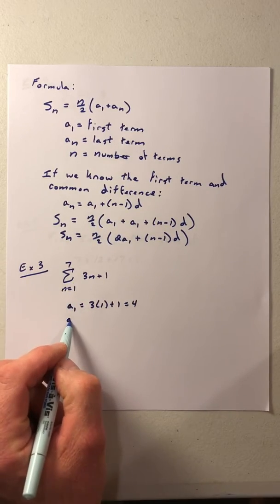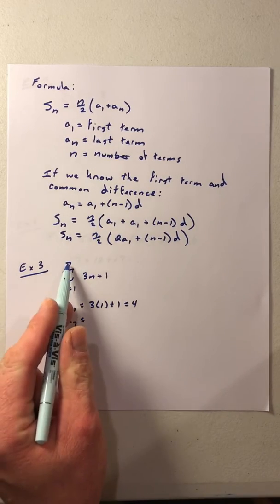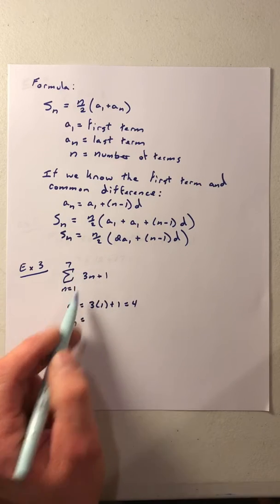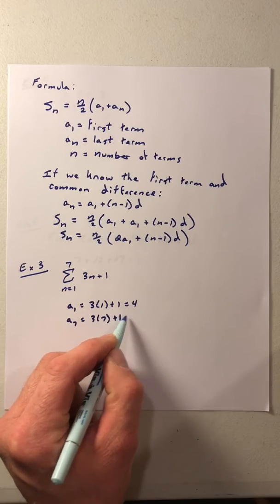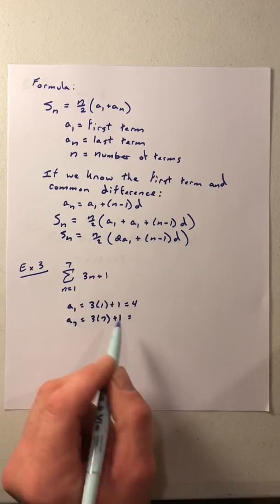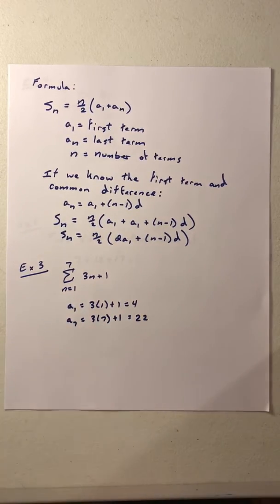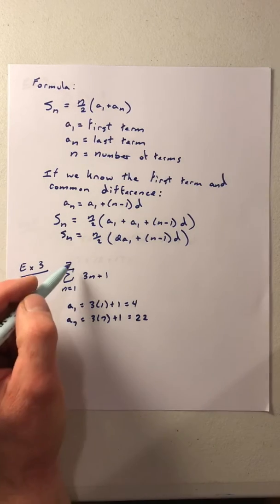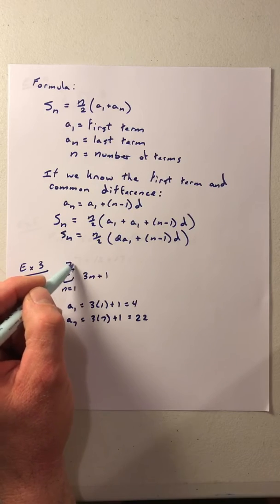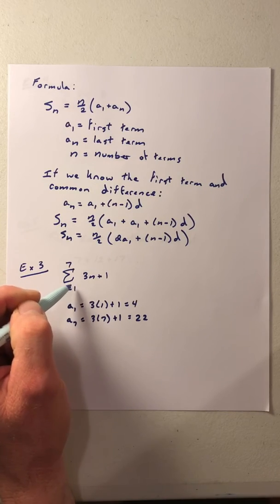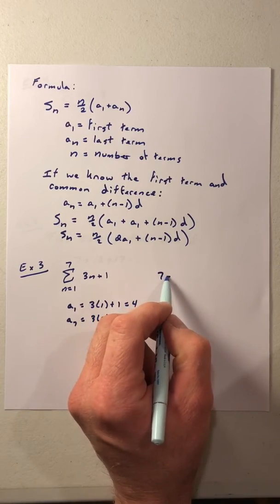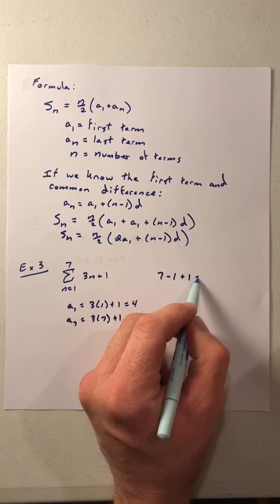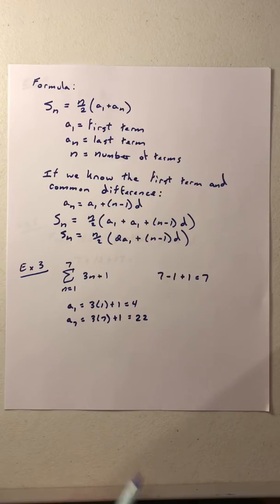I can also find my 7th term by plugging my 7 in, or a sub 7 is going to give me 3 times 7 plus 1. That gives me my last term, or 22. I also know how many terms I have. Remember, if we take the upper bound minus the lower bound plus 1, that's going to give me the number of terms. So 7 minus 1 plus 1 is going to give us 7.